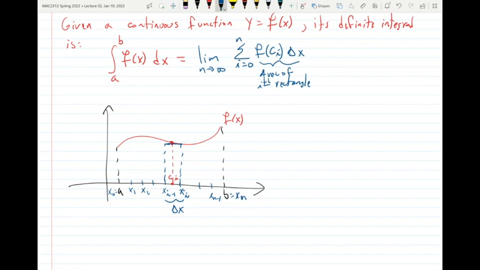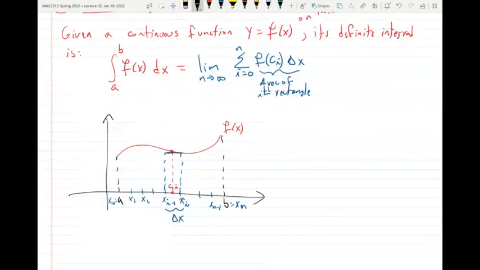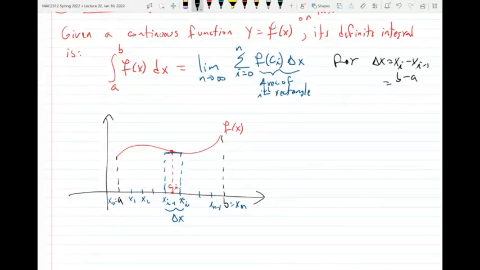Delta x is the base of the rectangle, and then f of ci is the height of the rectangle. You understand this? That's base times height. This is how we define this definite integral, okay? Let's say delta x equals xi minus xi minus 1, and since we want all of these pieces to be exactly the same, we just set it to be b minus a over n, okay?